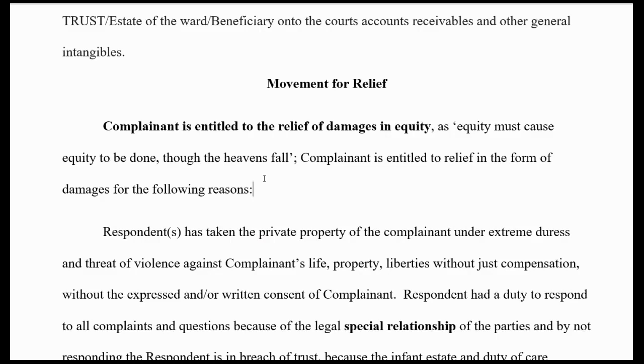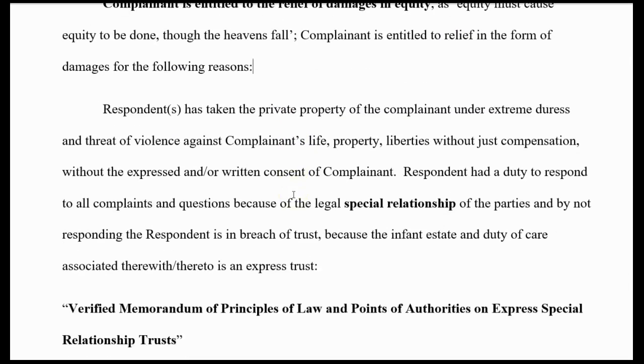So you're moving for relief. You want damages in equity. See, as equity must cause equity to be done, though the heavens fall, complainant is entitled to relief in the form of damages for the following reasons. Respondent has taken the private property of the complainant under extreme duress and threat of violence against complainant's life, property, liberties, without just compensation. They want to take your house, that's pretty violent. They want to put you in jail, that's pretty violent. Without the expressed or written consent of the complainant.